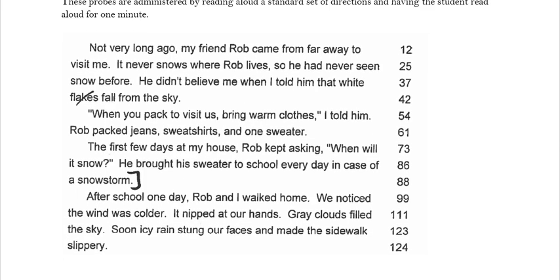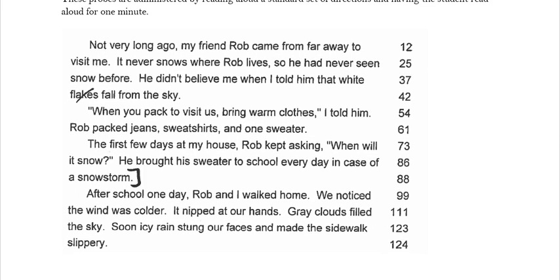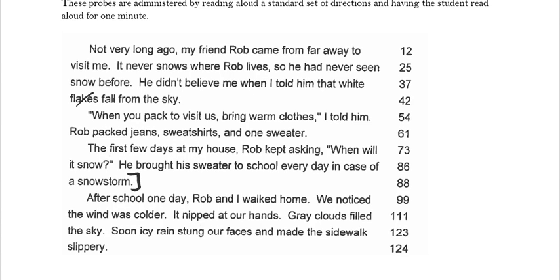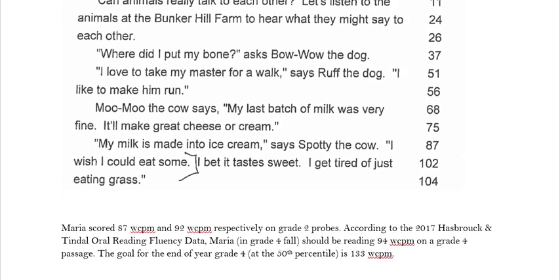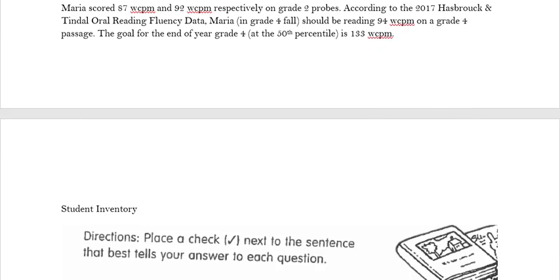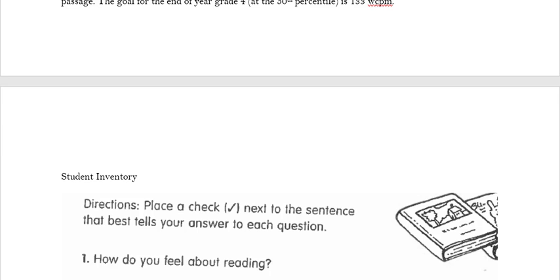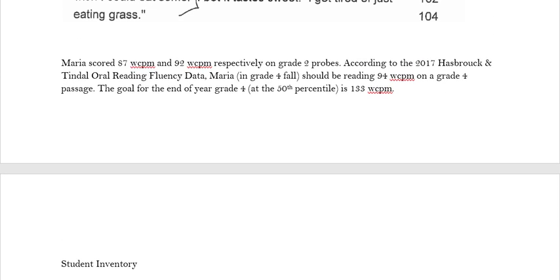The final reading assessment that Maria took was the oral reading fluency curriculum-based measures. So again, a standard set of directions was read aloud. Maria had a minute to read as many words in the passage as she could. The assessor kept a running record, in this case just slashed errors. If there's nothing slashed, that means that she read all of these words correct. So what we see on these probes, 87 words correct per minute, 92 words correct per minute on the grade 2 probes, is a slight improvement from time 1 to time 2.